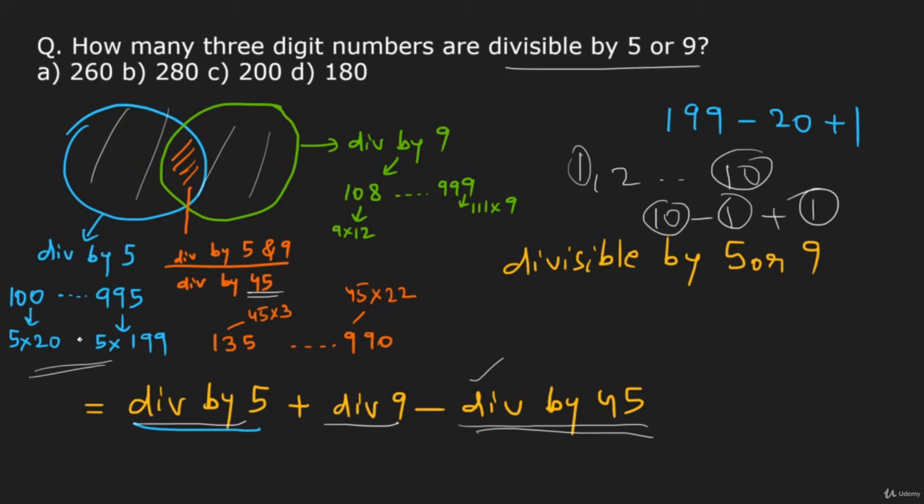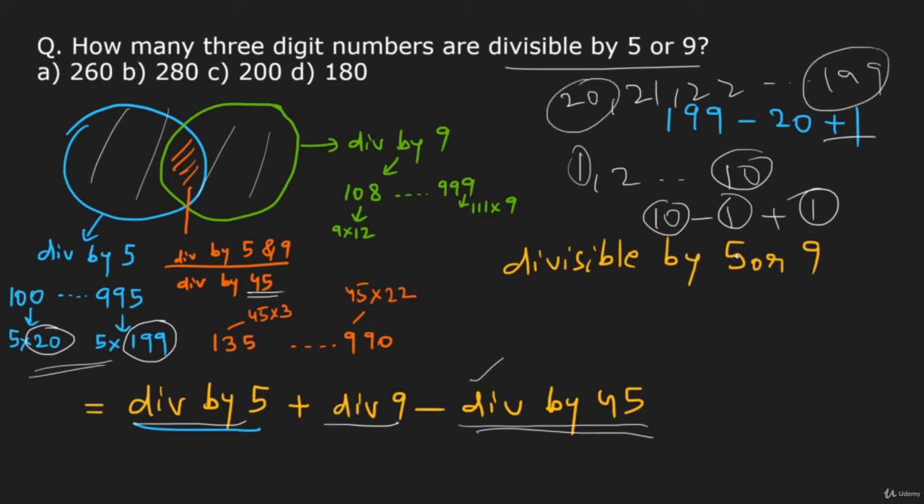Similarly over here you have the numbers from 20 till 199. So if you want to count the numbers 20, 21, 22 etc. till 199, you have to do 199 minus 20, right, plus 1.